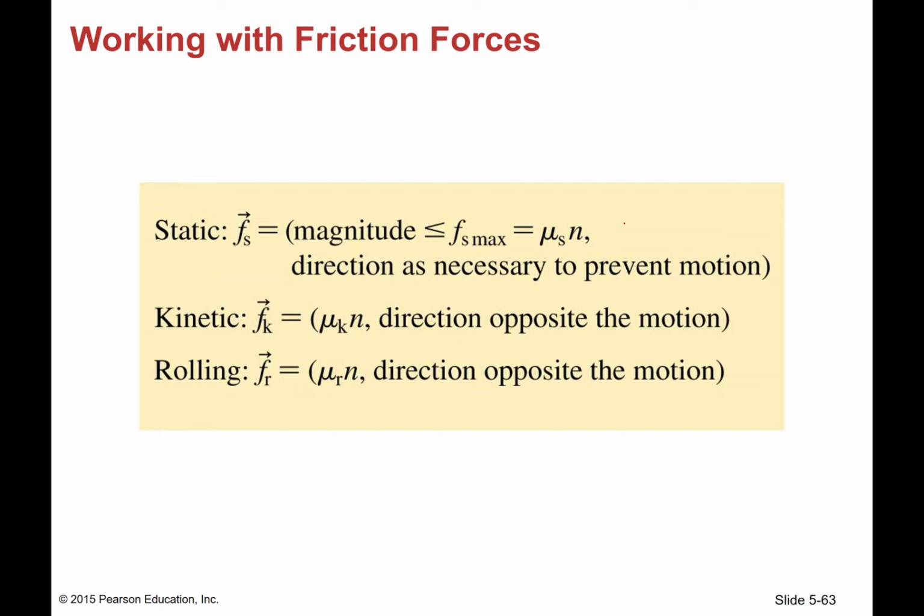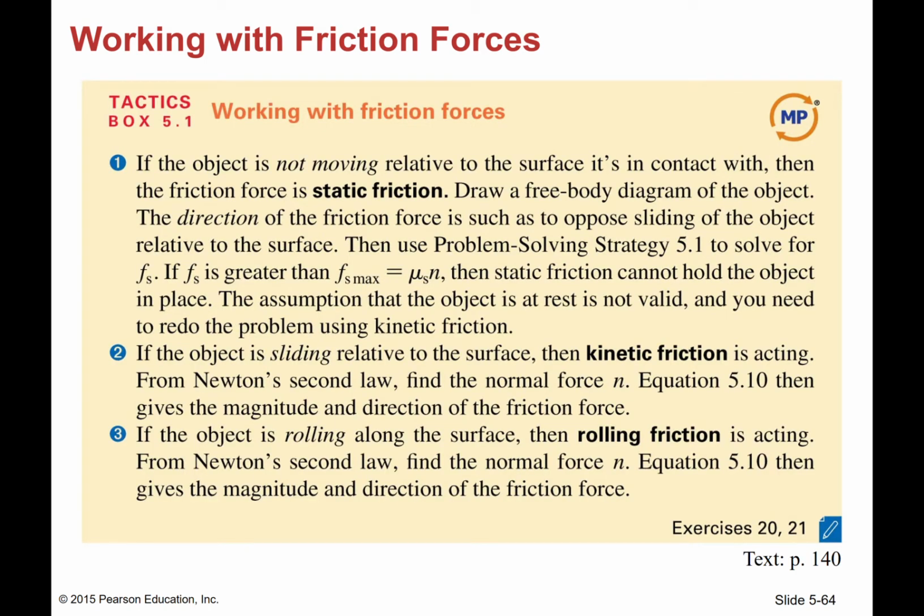To summarize, the static friction increases with the force that is being applied up to a maximum. That maximum is equal to the static friction coefficient times the normal. Then we have kinetic friction, which is always equal to the kinetic friction coefficient times the normal. And then we have rolling friction, which is always equal to the rolling friction coefficient times the normal. So those are the three forces that we need to work with.